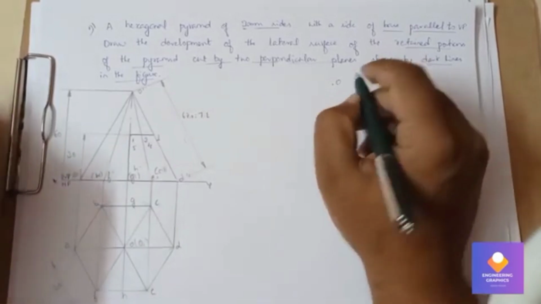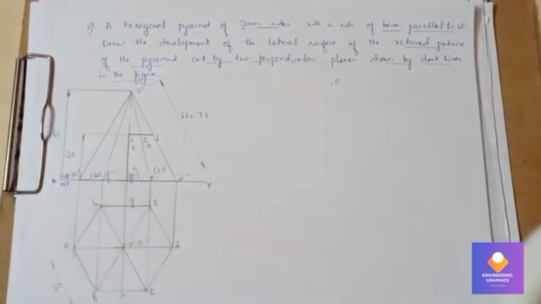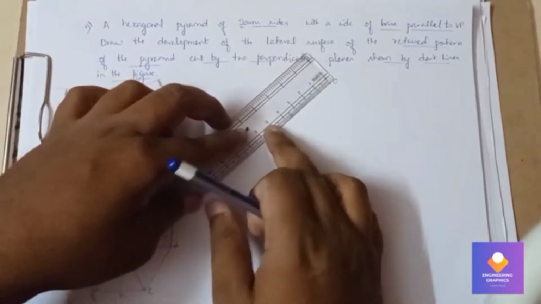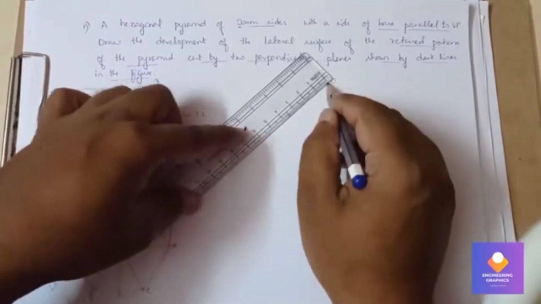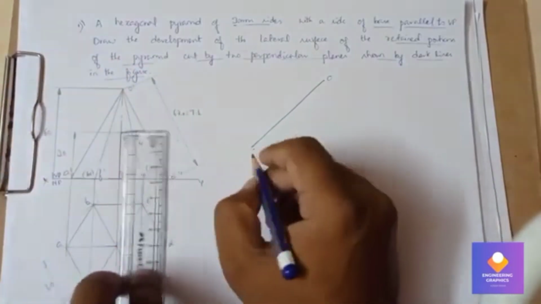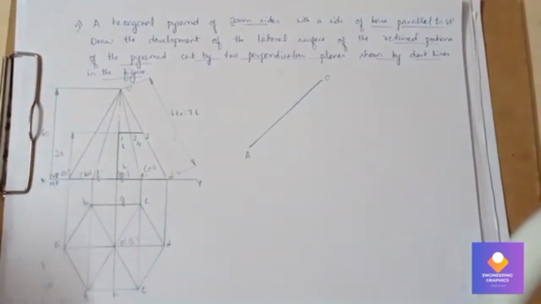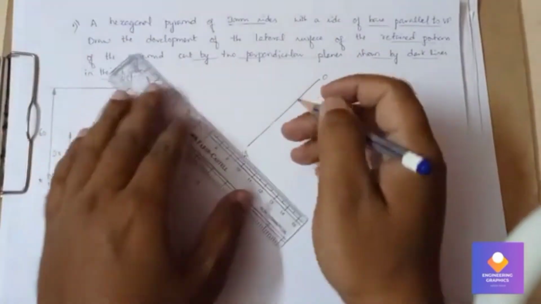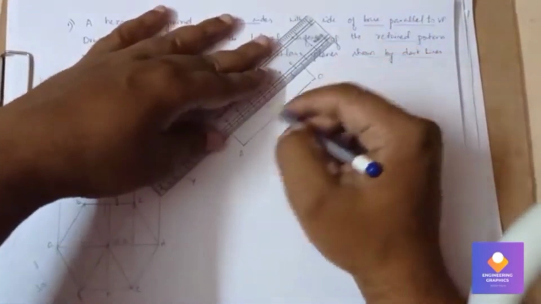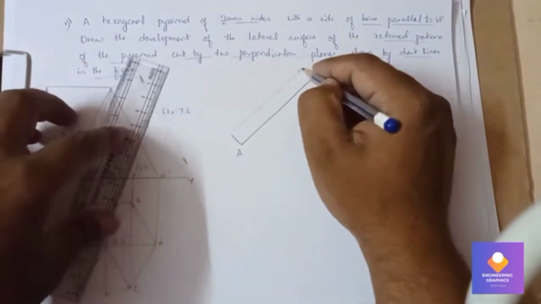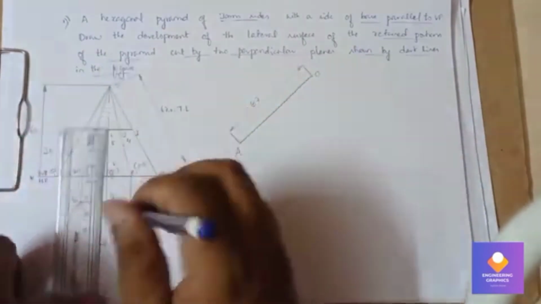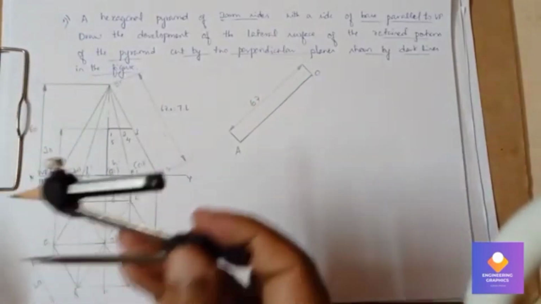So we take a reference point. With respect to the true length, which is given as 67, we draw a line of length 67 here. Then with the help of a compass we are going to draw an arc here. You can show the dimension, that is 67, and we can cut an arc here.